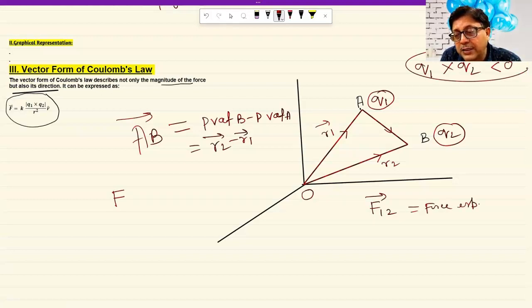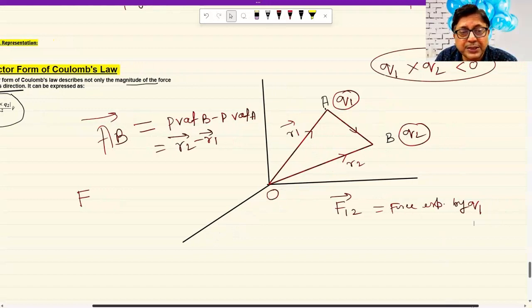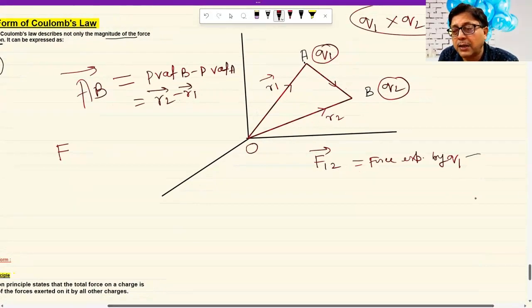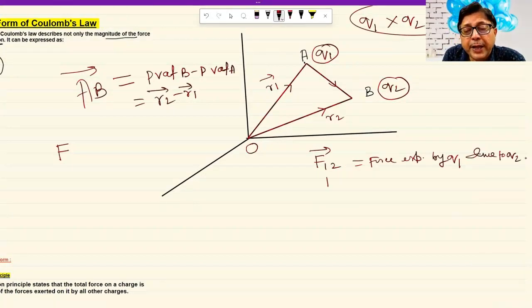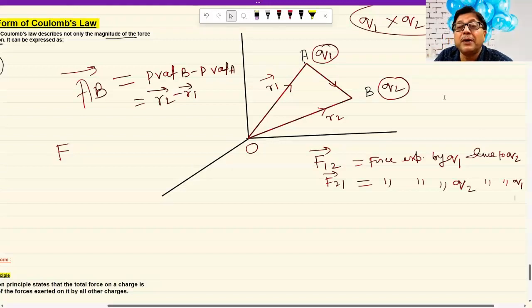Force experienced by the charge Q1 due to Q2, isn't it? Force experienced by charge Q1 due to Q2. F21, we are assuming, is the force experienced by Q2 due to Q1. And they are experiencing attractive forces. We have assumed that the product is less than 0.